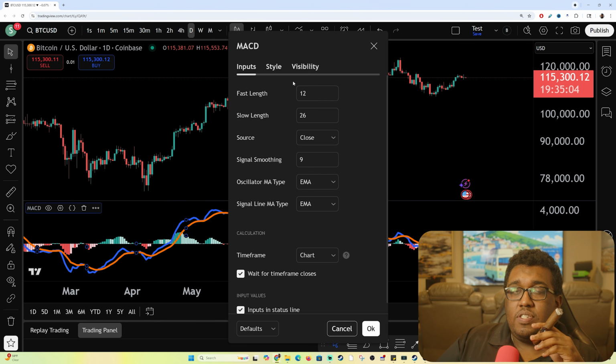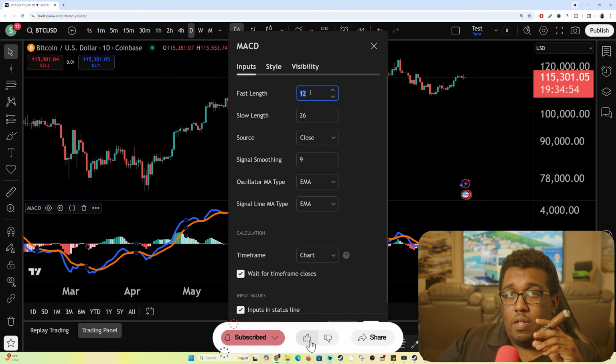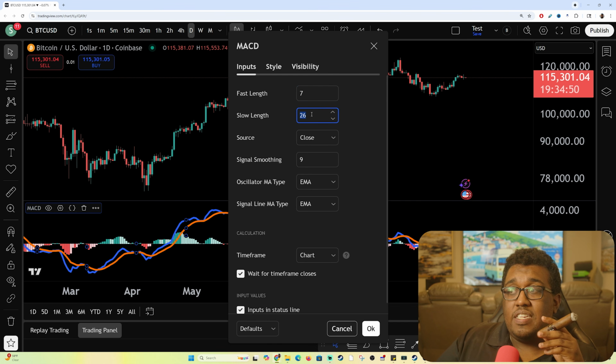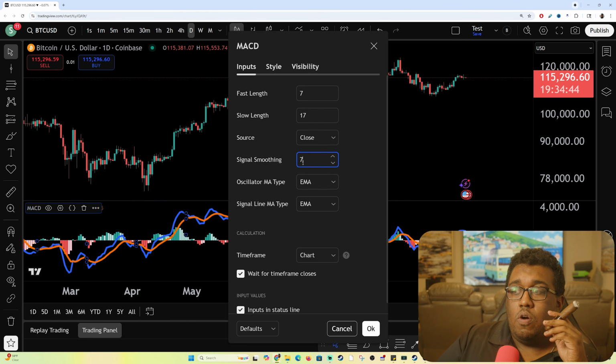Next up, go to Inputs, and this is where we have to change a lot of stuff here, guys. The fast length, slow length, and signal smoothing are not going to be good enough for us, so we have to do a couple things here. For the fast length, go from 12 and make it 7. For the slow length, go from 26 and move it all the way back down to 17. And then for the signal smoothing, I want you guys to go from 9 and go over to 7.